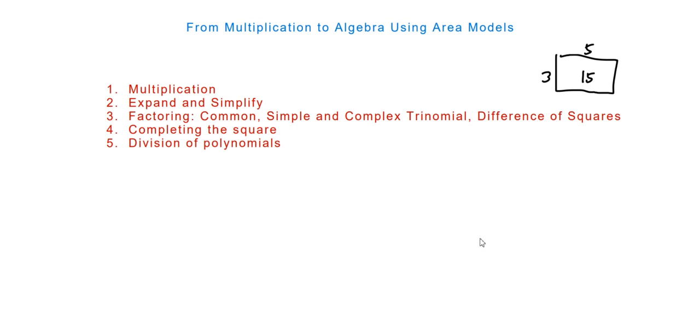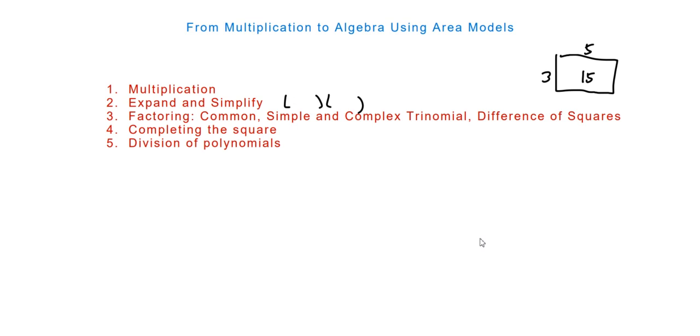First of all, we'll start with straight up multiplication with numbers. Then we'll go to expand and simplify, which is usually two binomials multiplied together, which is a grade 10 skill. Then we're going to go into factoring, also introduced in grade 10. So we'll have common factoring, simple trinomials, complex trinomials, and difference of squares. Then we will move on to completing the square, which is also a grade 10 topic. And then we'll jump over to division of polynomials, which is generally done in grade 12.